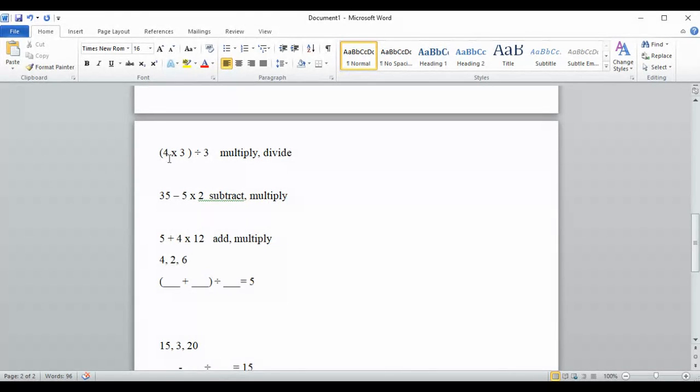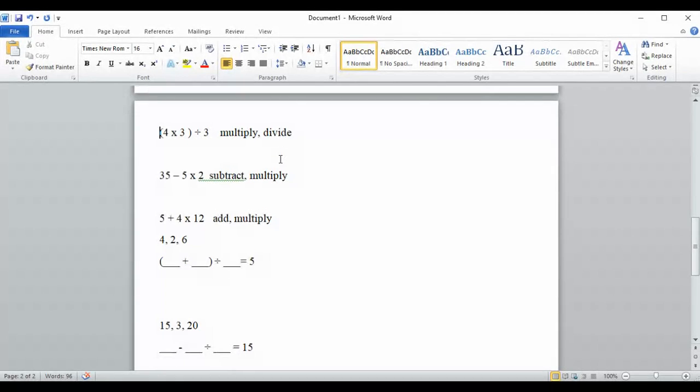So in this problem, 4 times 3 in parentheses divided by 3, would we multiply first and then divide? Well, let's see. I'd have to do this part first, and that is multiplication. So yes, that's correct. And after that, I would do this, and that's division. So they got that right.